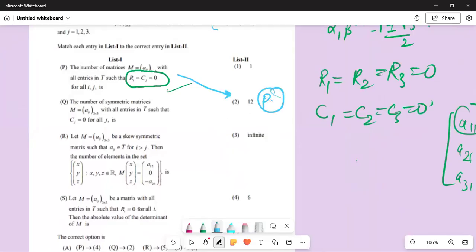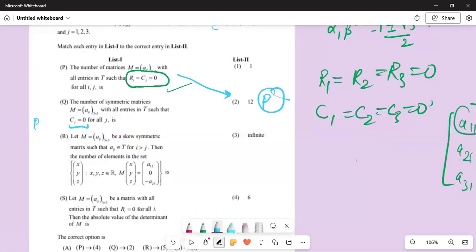This is for P. Now coming on to the Q part. Q part asks you the number of symmetric matrices with all the entries in T. So the entries are coming from the set T only. But here they have relaxed the condition somewhat.